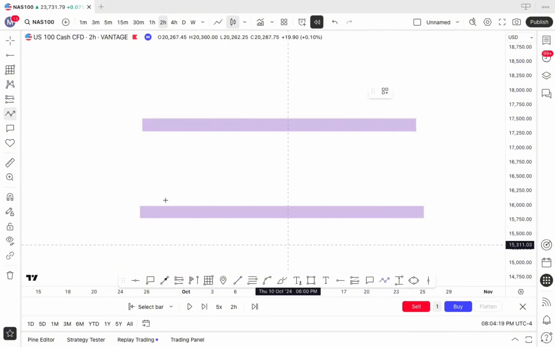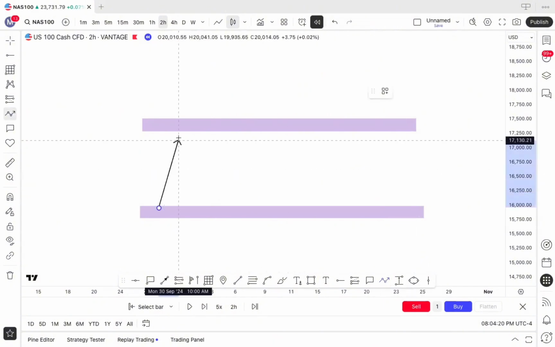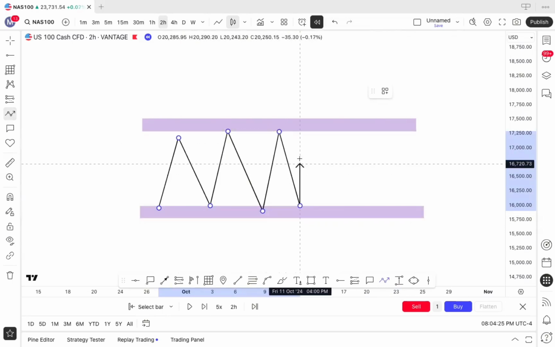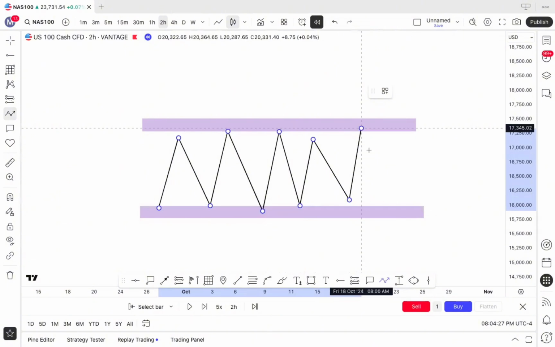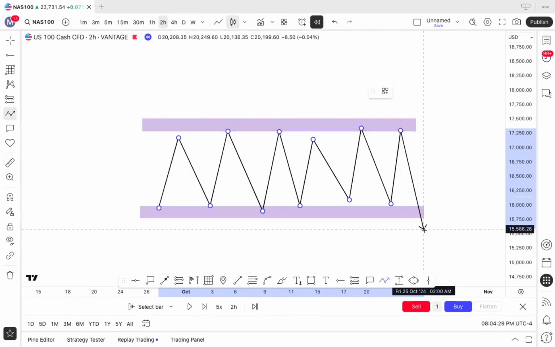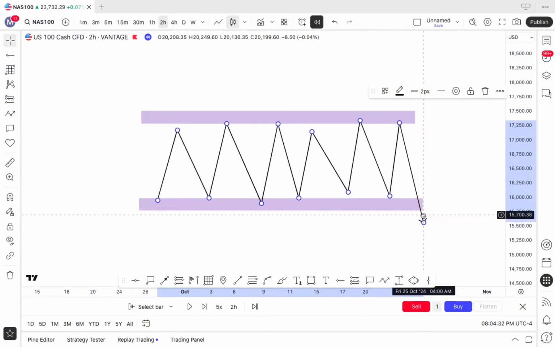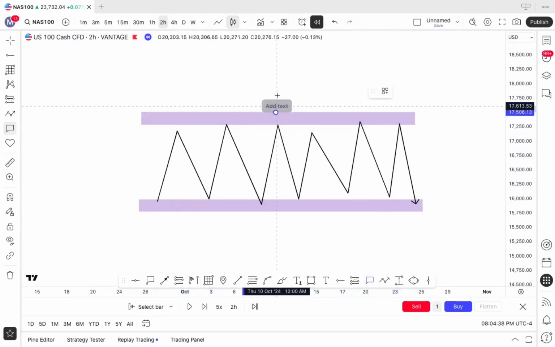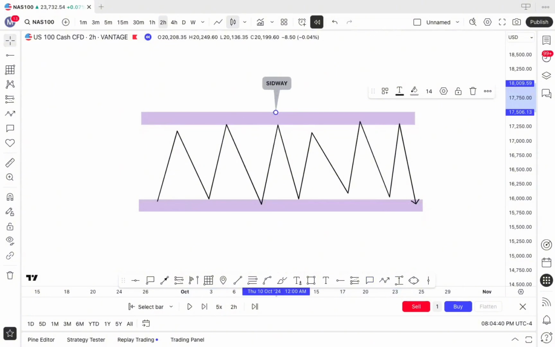Okay, so we're just going to move sideways, right? We're going to keep going like this, keep going, keep going, just like this. And eventually we're going to get price breaking out of this ping pong. But sideways markets is literally just price ping-ponging.